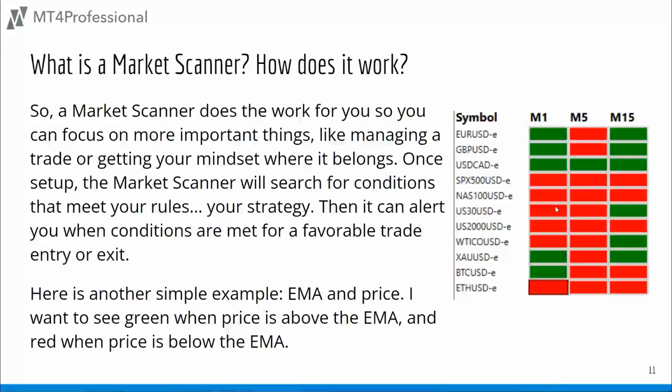On the right, you see another example, but this time the strategy is pure price action. EMA and price, you're looking for a green box that says that EMA is greater than price, and a red box shows when the EMA is less than that, when the price is less than the EMA.